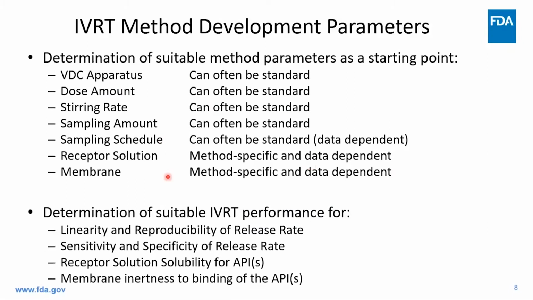Now, in terms of not only the considerations for the parameters, but in terms of what you are looking for to determine whether you've developed a suitable IVRT that has good performance, the elements that you're looking at are the linearity of that release rate, the reproducibility of it, its ability to be sensitive and specific, and the solubility of the API in that receptor solution, as well as the inertness of the API binding to the membrane. There are actually quite a few additional considerations. We'll cover all of them in the morning here.